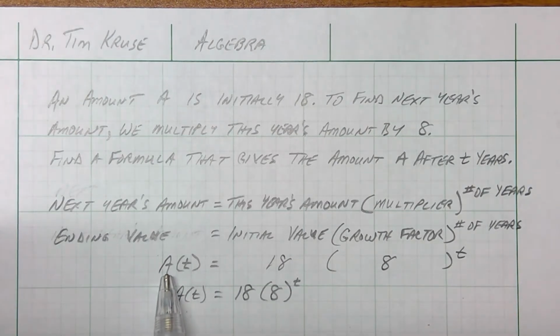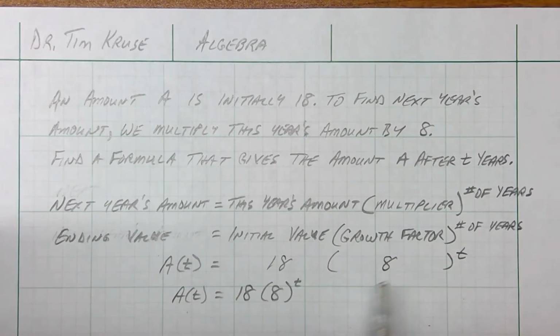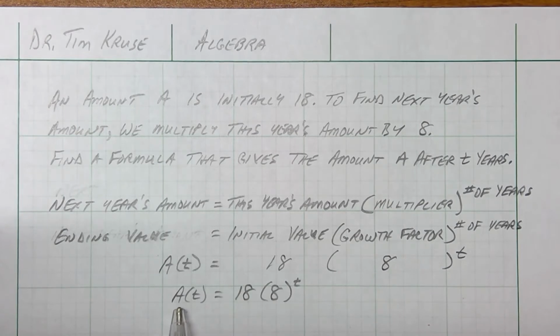So the amount, in terms of how much time has gone by, is what you started with, 18, times what you're multiplying it by, 8, raised to however many years have gone by. And here it is a little bit nicer. A of T is 18 times 8, this many times, whatever T happens to be at that time. So it's always going to start with 18. It's always going to be multiplied by 8 a certain number of times. It just depends how many days or months or years you're letting go by.